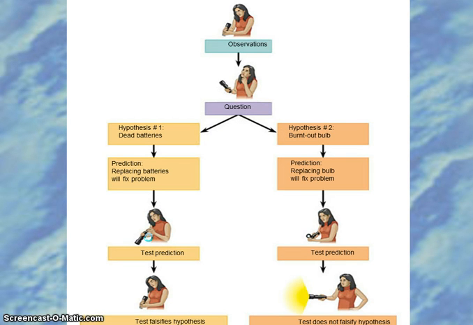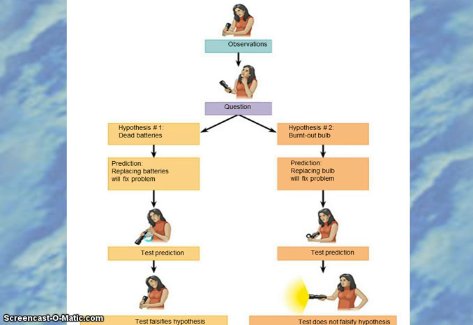Just a little example that's in your book. This poor woman is noticing, I turn on my flashlight, it's not working. So she asks a question, let's see, I don't know why my flashlight's not working. So there's two hypotheses that she forms. One is the batteries are dead. So if I replace the batteries, then I will fix the problem.